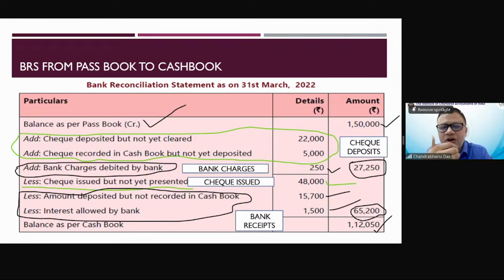This is for internal audit purpose, internal control, to know whether we are on the same page or not, whether there is some cash embezzlement, whether some extra cash. One of you asked the question why this is not matching, passbook and cash book.